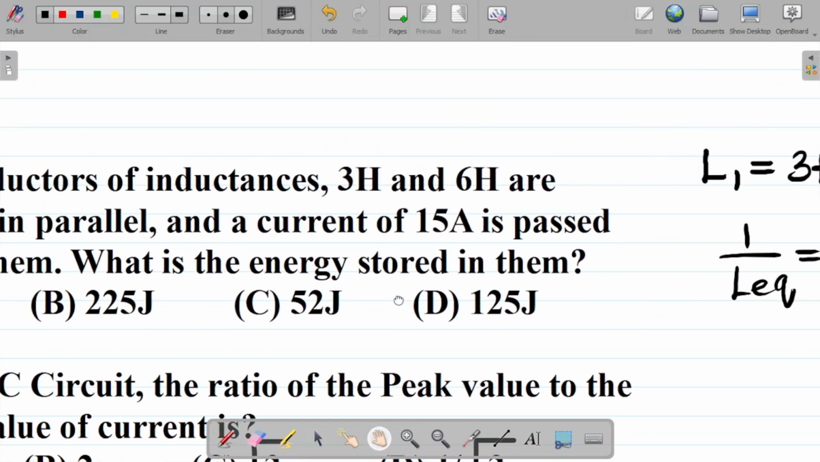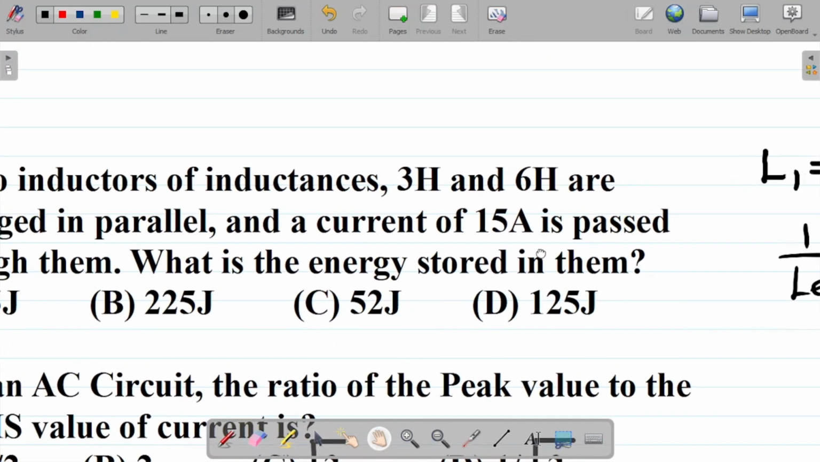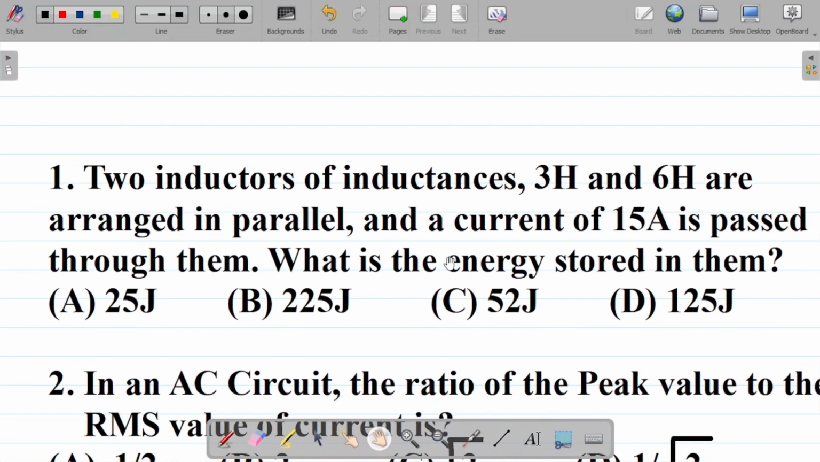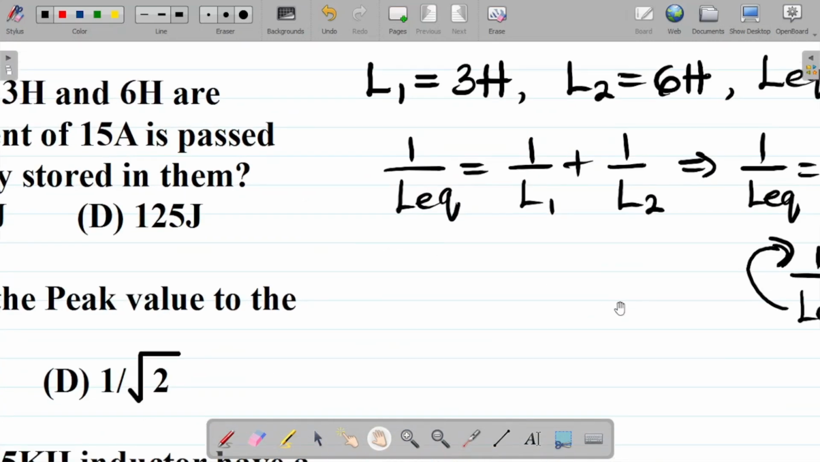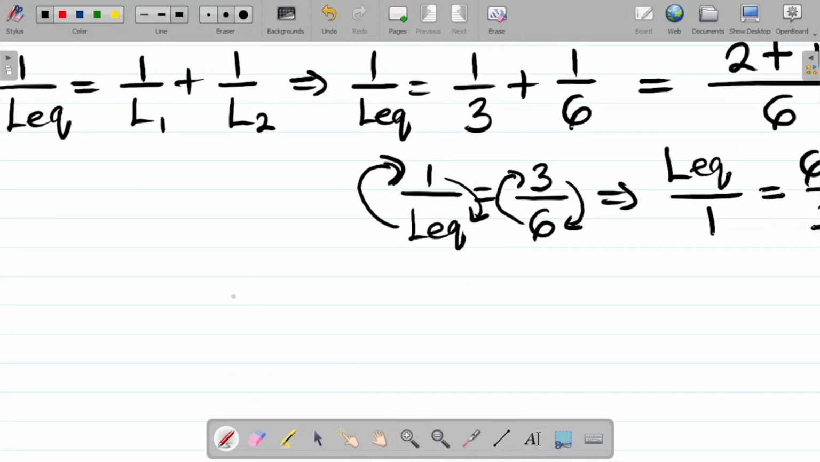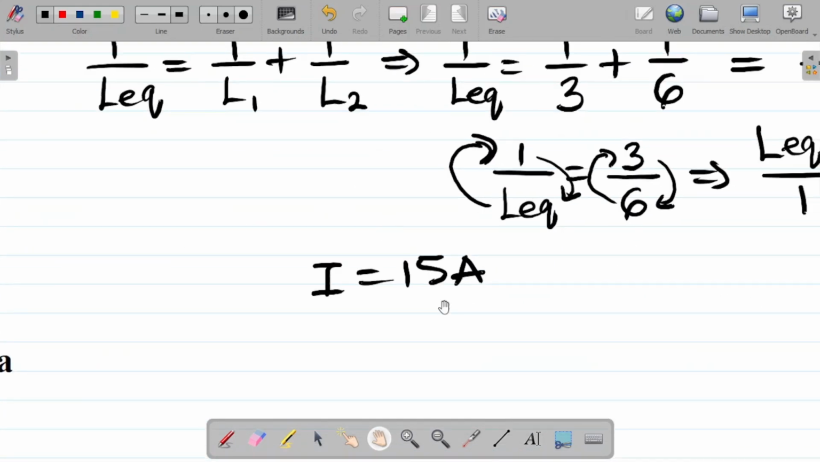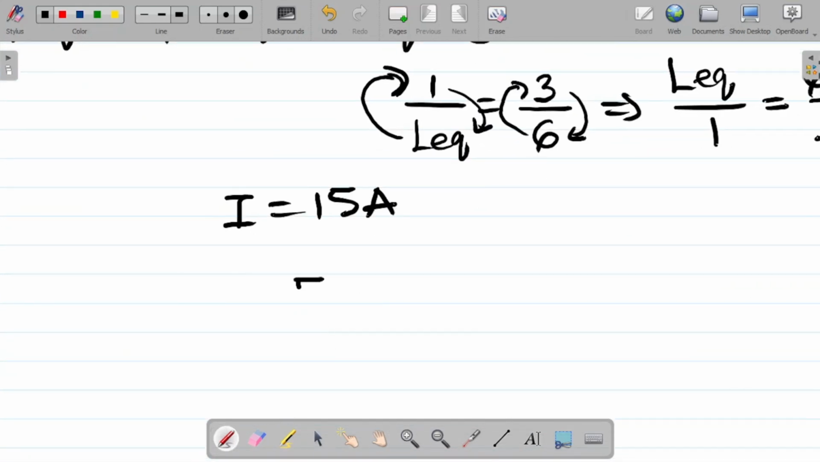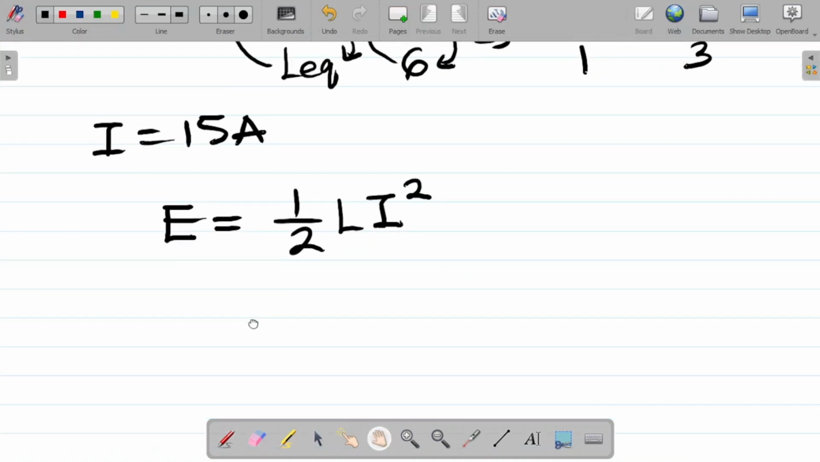Now they said a current of 15 amperes is passed through them. We should find the energy. You're given current I as equal to 15 amperes. You have to find the energy stored. All right, so the energy E, let's get the energy stored. Energy E is equal to, your formula is actually half L I squared. All right, so this is the formula to calculate the energy stored in an inductor.